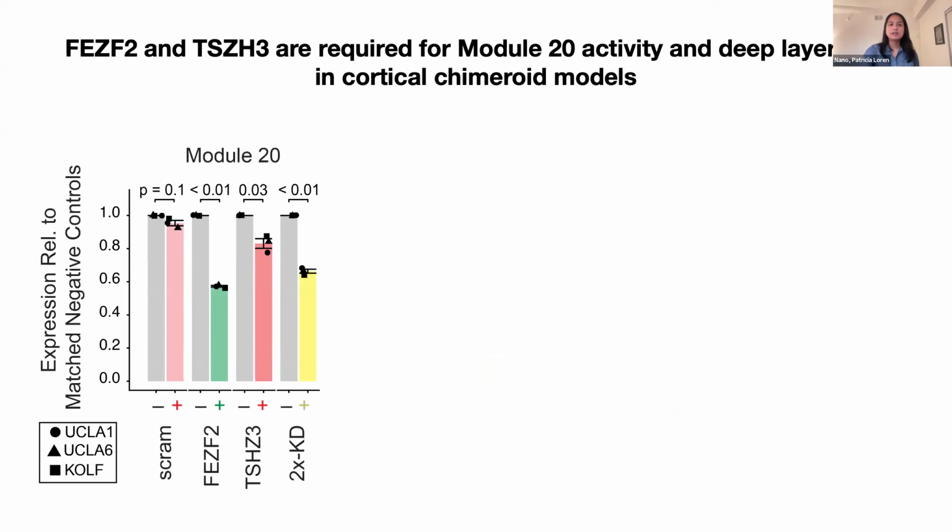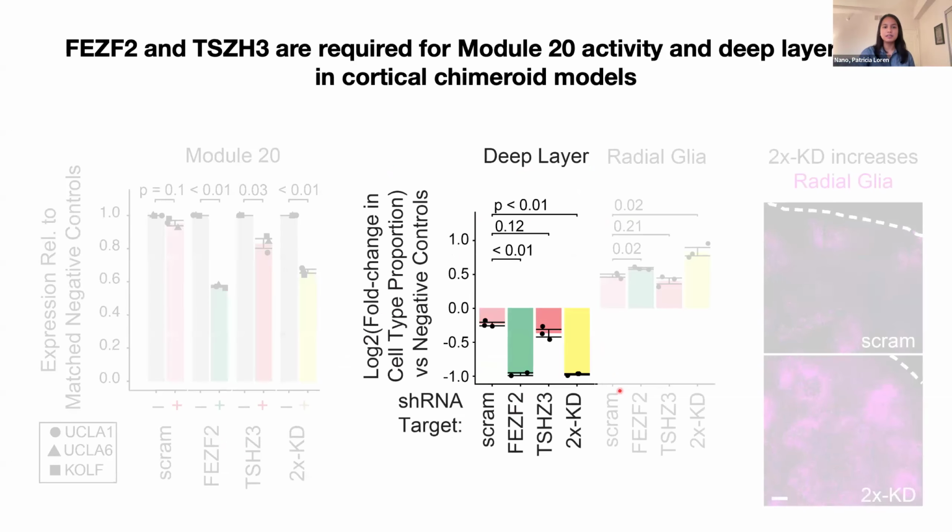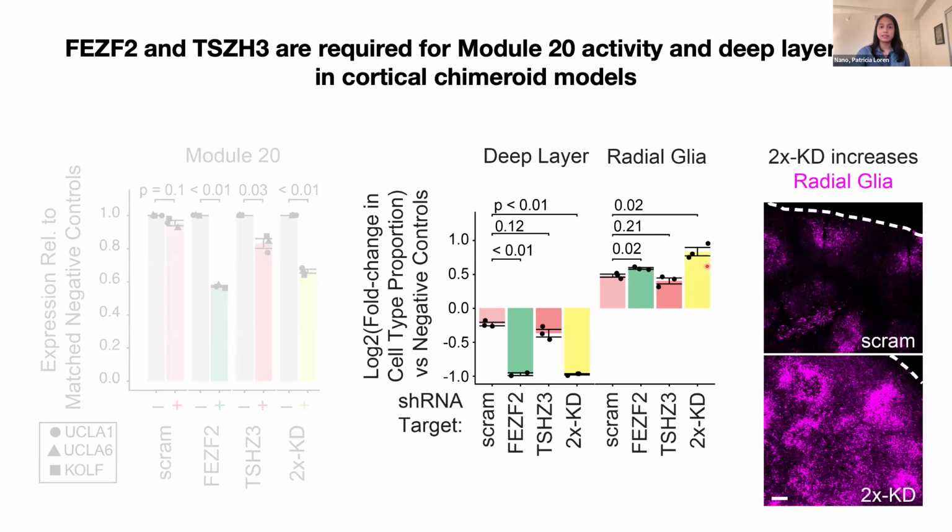So as our computational predictions suggested, the knockdown of FESF2 and TSHE3 either alone or in a double knockdown, that was sufficient to decrease Module 20 activity. And what was particularly interesting is that in our double knockdown, we see a decrease in deep layer neurons that is accompanied by an increase in radioglia progenitor cells. We were able to validate this using immunofluorescence staining of radioglia markers in our perturbed cortical organoids.